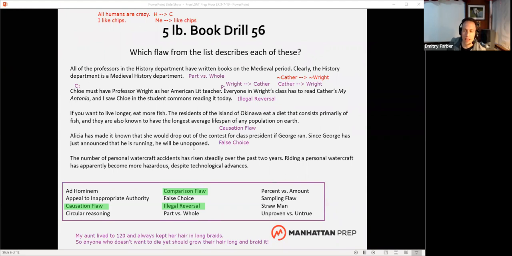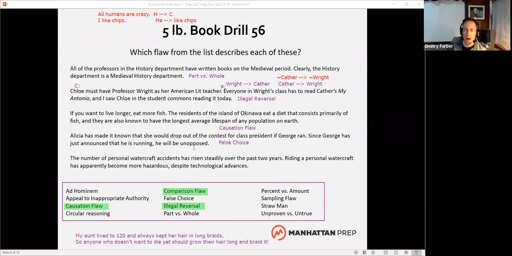Okay, last one. The number of personal watercraft accidents has risen steadily over the past 2 years. That's a bummer. Riding a personal watercraft has apparently become more hazardous despite technological advances. Now, I'm going to cut you off before you say this is circular reasoning, because like I said, they're almost never circular reasoning. This could look like it's just repeating itself, and that's one of the reasons they like it as a bad answer choice, because if we're not careful, a lot of these will look like circular reasoning. Oh, they're saying that there's more accidents and they're concluding that it's hazardous. Well, don't those mean the same thing? Well, not quite.